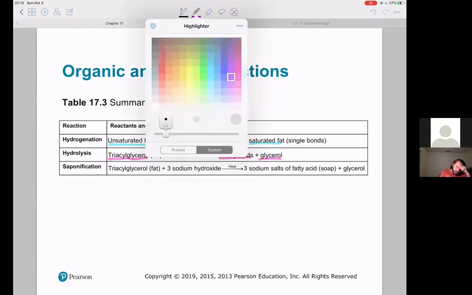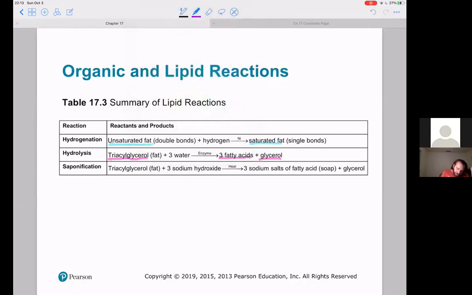And saponification, basically the same thing, except for now catalyzed by a base. We're going from our esters, our triacyl glycerol, to the components glycerol and the fatty acids. But remember, because it's under basic conditions, we don't get the fatty acid, we get the carboxylate salt of the fatty acid, which we're going to call a fatty acid salt.